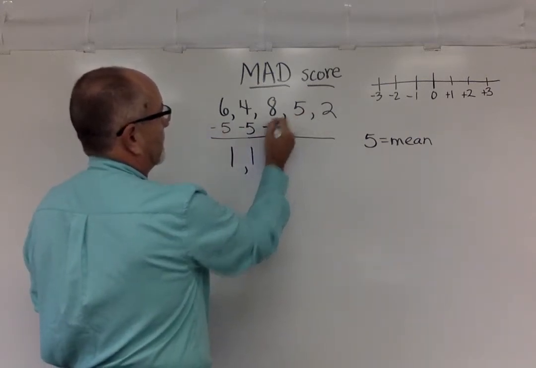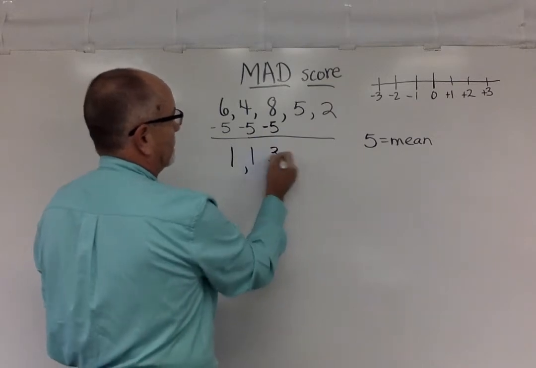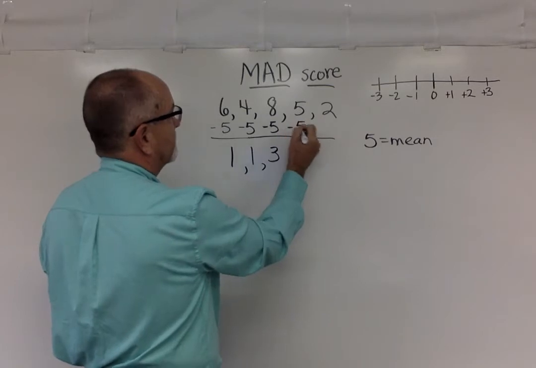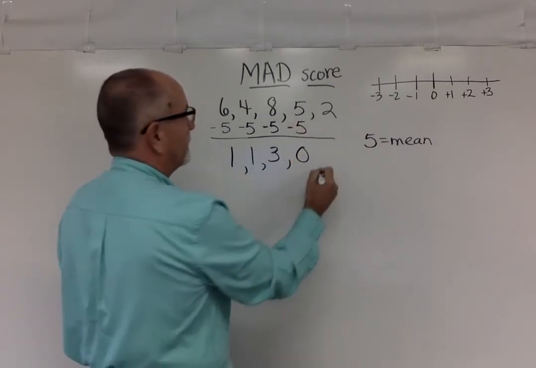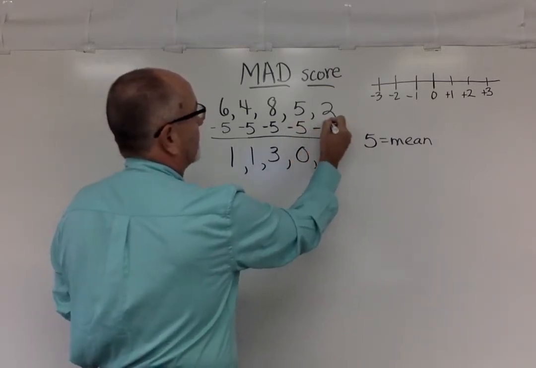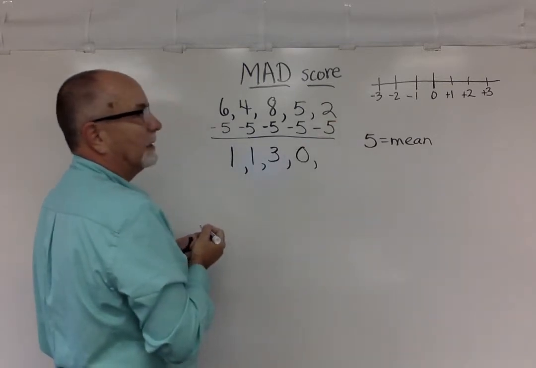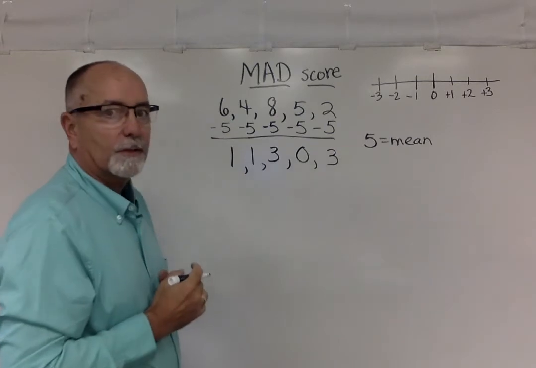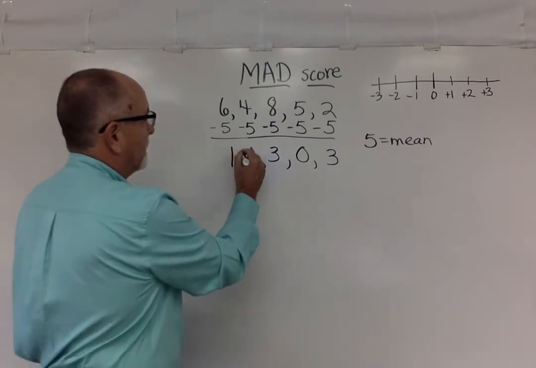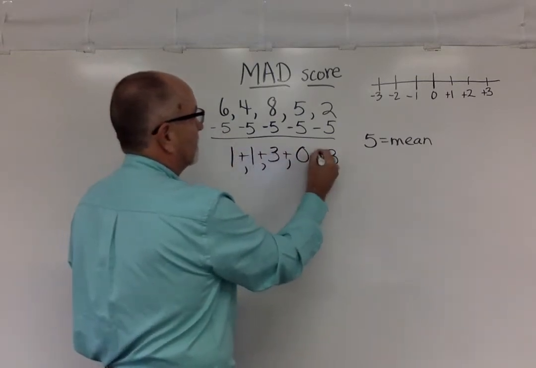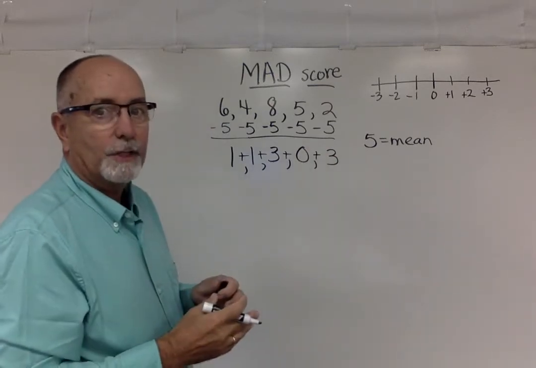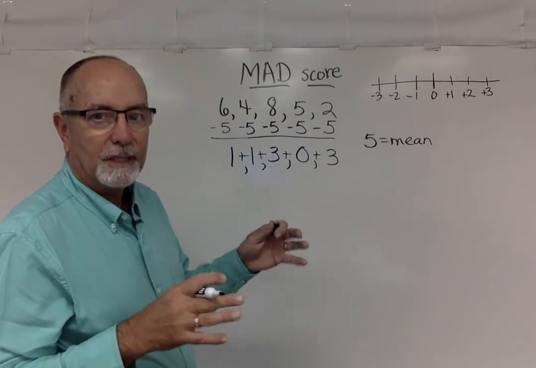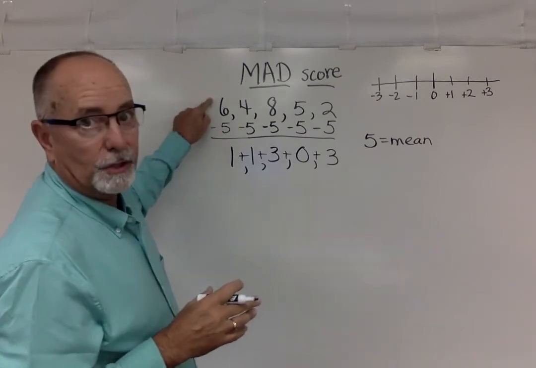So how far away is 8 from 5? That would be 3. And then how far away is 5 from 5? It's right on it. And then how far away is 5 from 2? Again, -3 turns positive, so it would be a distance of 3. Now we're going to take each of these numbers and we want to find the average of the distance these numbers are from the mean, or the average of the original numbers.